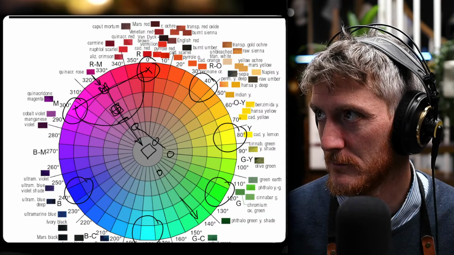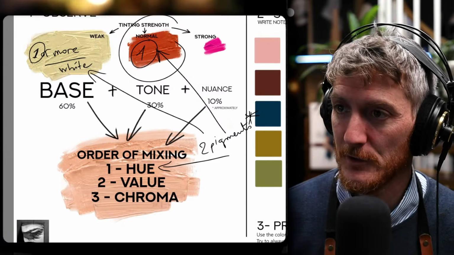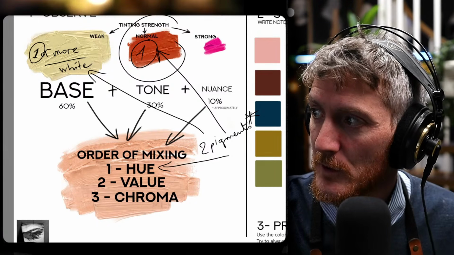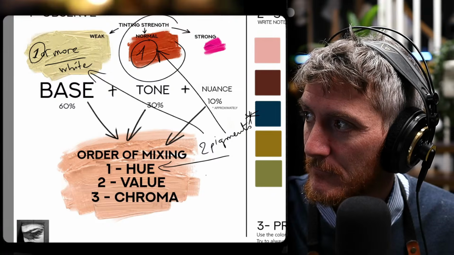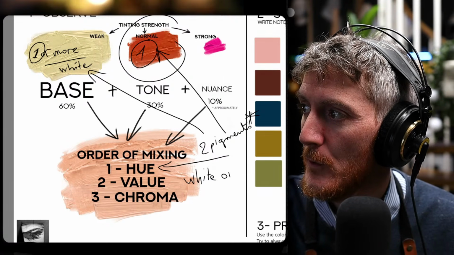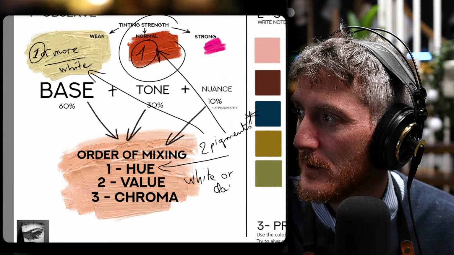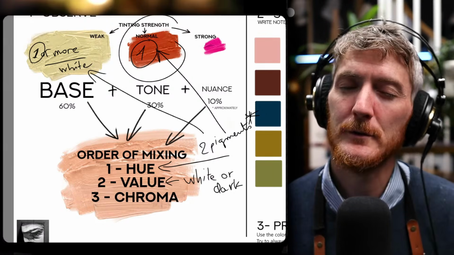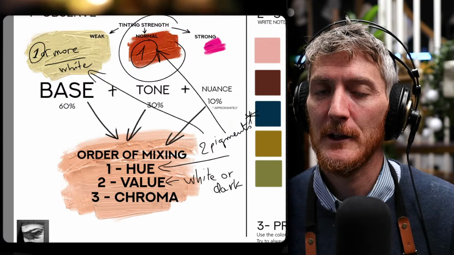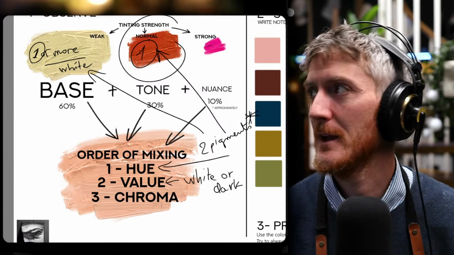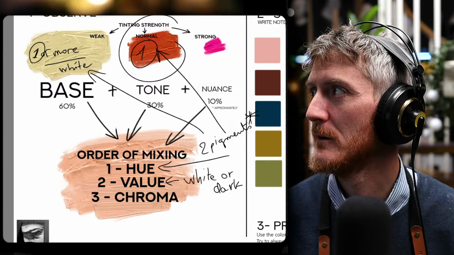From there, number two in order, you then focus on the value. So most of the time it's going to be adding white or dark. I call it dark because it can be black, it can be brown. Don't use black if it's a warm tone. Again, back to the drawing board.